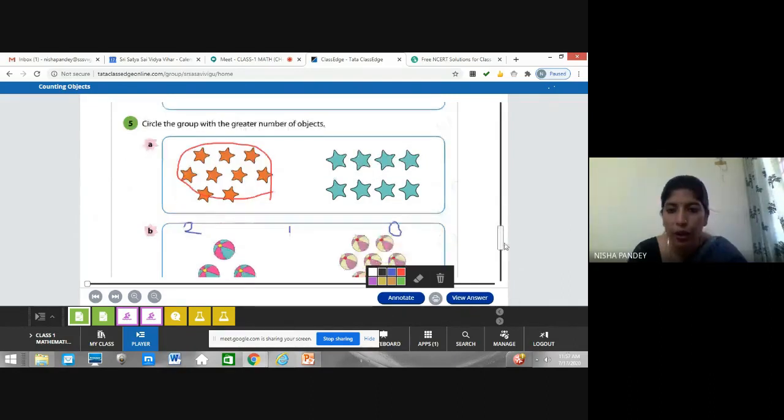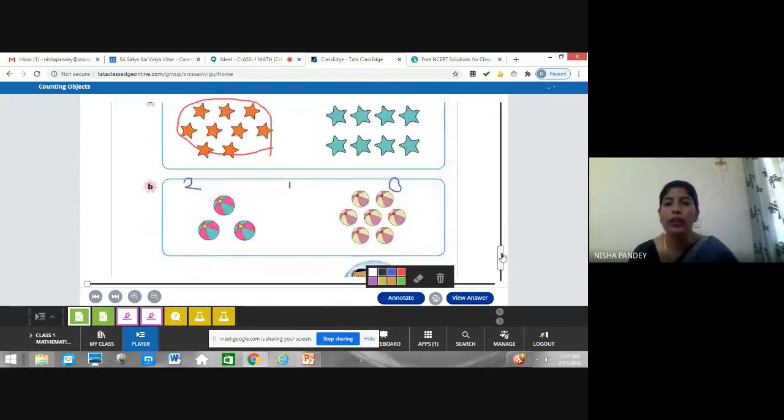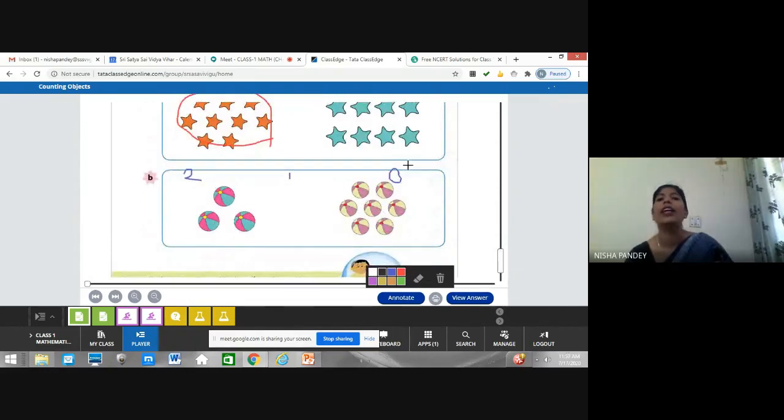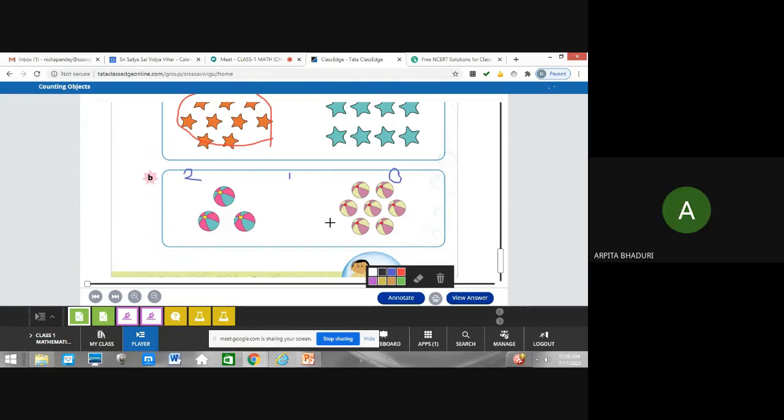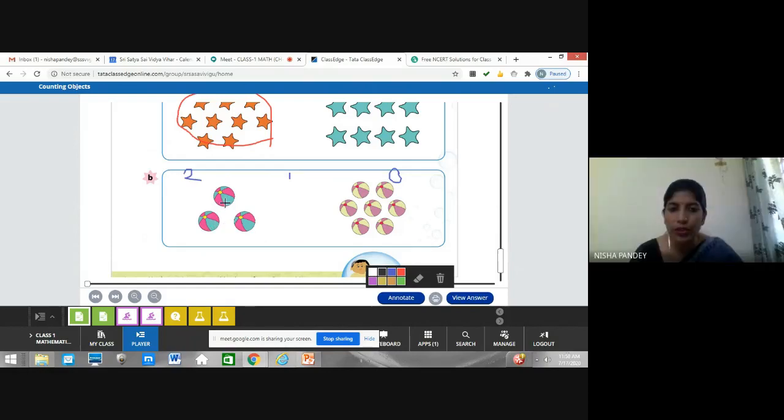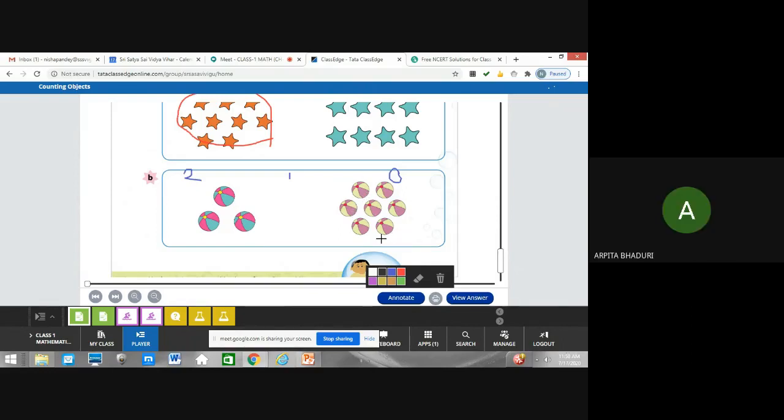Okay. Now here you can see 3 balls. Easily you can see and identify which one is more. No need to count here. Yes or no? Yes, ma'am. The three balls one. So this is the lesser one, but what we have to do is circle the bigger number. Yes.